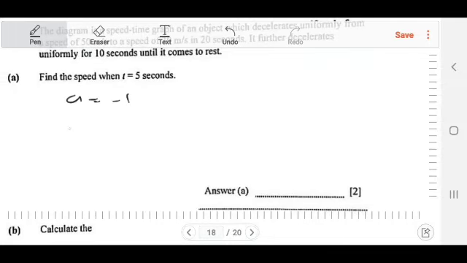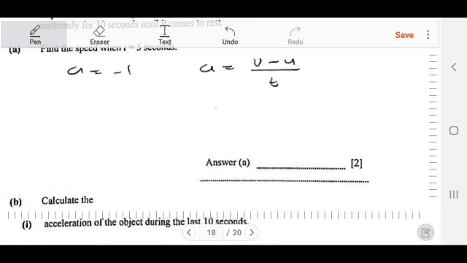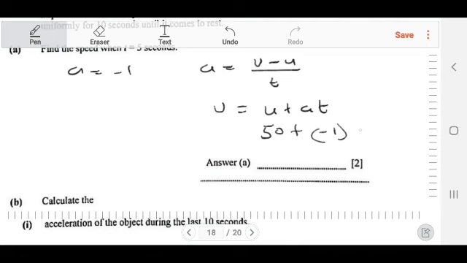So having that one, we can use our equation that says a equals v minus u over t, which can be rearranged into saying v equals u plus at. So plugging there, what is our u? Our u is 50, because we're starting at 50, plus what is our a? Negative 1. Then our t we're given there as 5 seconds. Then if you solve that one, you're going to get 45 meters per second.